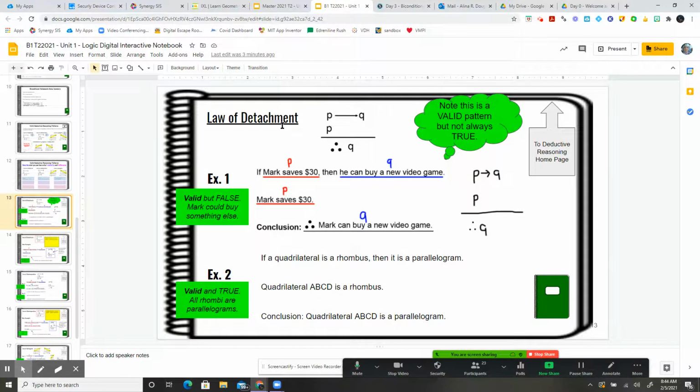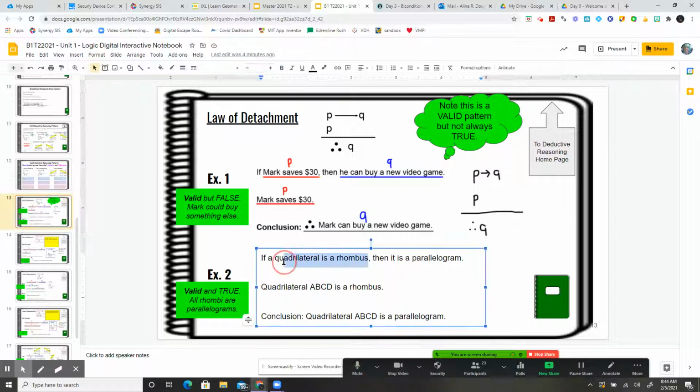Detachment means to separate. So this is a valid statement, a valid pattern, but it is a false thing because Mark could buy something else other than his video game. So what I want you to see is even though this is a valid pattern, it might not be true. So those are 2 separate questions. And with really smart students, that's where we start getting into trouble when we do these. When we start looking at the logic laws, you want to see if they're true or not. And I want to know whether they follow the pattern or not. So if a quadrilateral is a rhombus, that's my P, right?